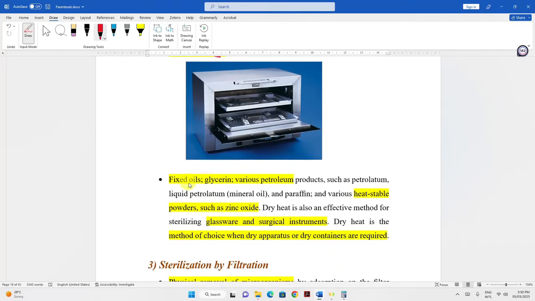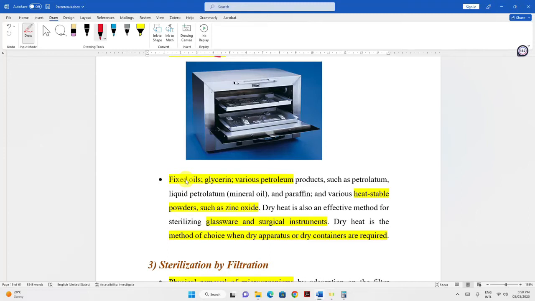Now, you cannot, for example, sterilize fixed oil in steam sterilizer, but you can do that in dry heat. In dry heat, you can sterilize fixed oil, glycerine, various petrolatum like mineral oil, paraffin, soft paraffin, and heat stable powders like zinc oxide.